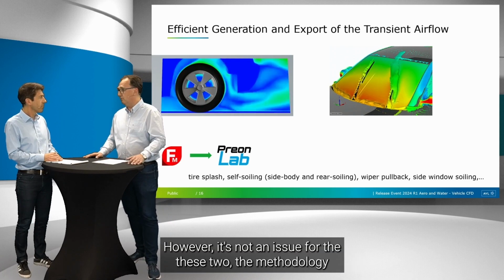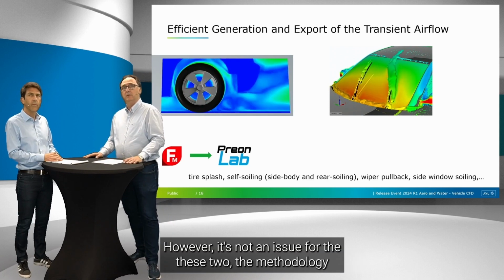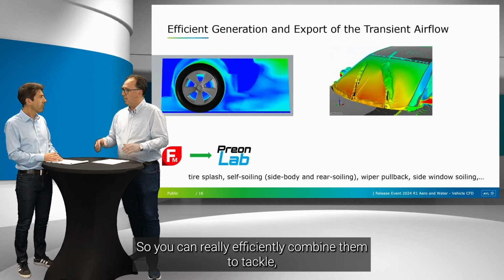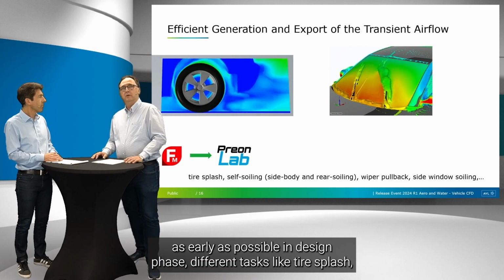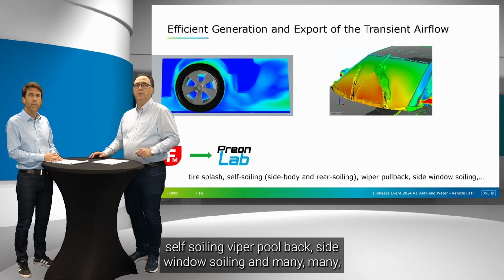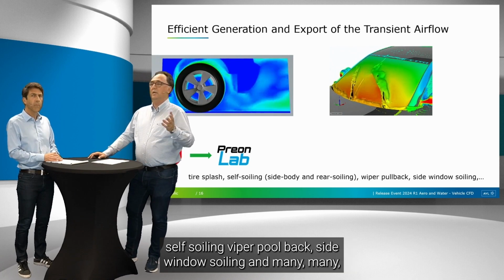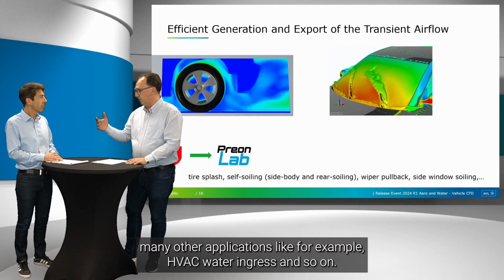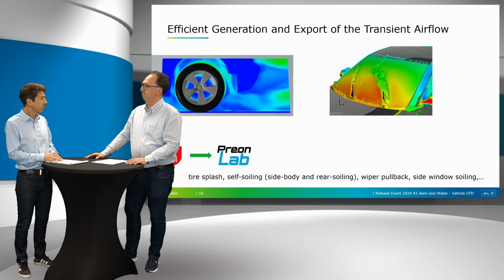However, it's not an issue for these two methodologies. So embedded body is a complementary methodology to SPH. You can really efficiently combine them to tackle as early as possible in the design phase different tasks like tire splash, self-soiling, wiper pullback, side window soiling, and many other applications like, for example, HVAC, water ingress, and so on.